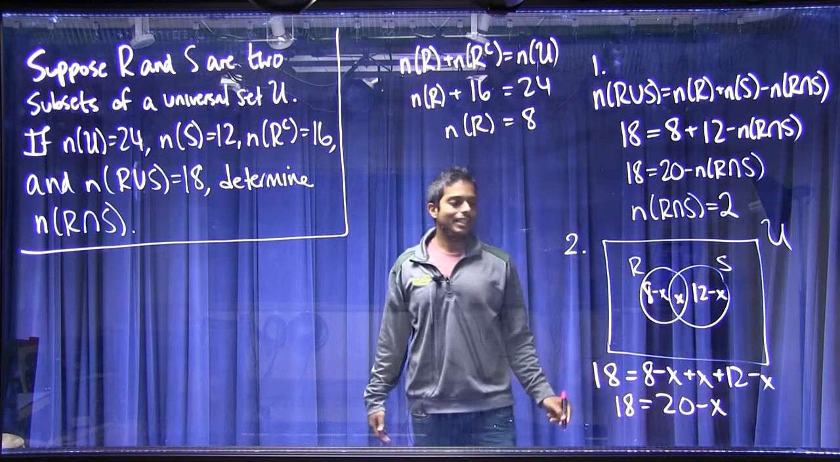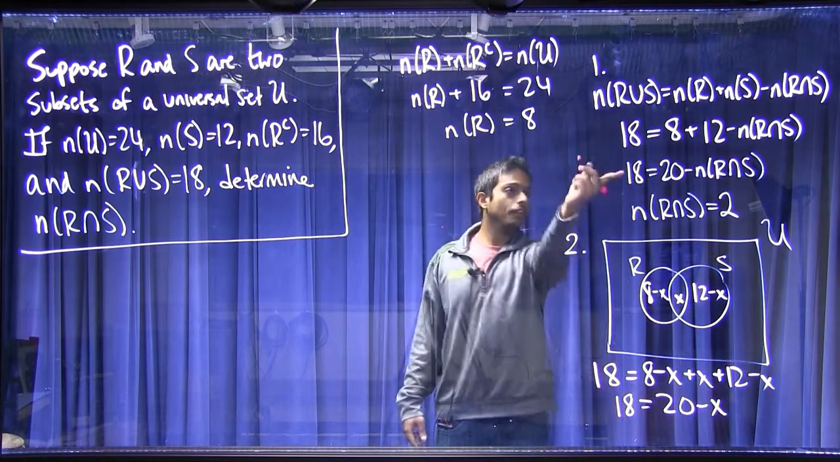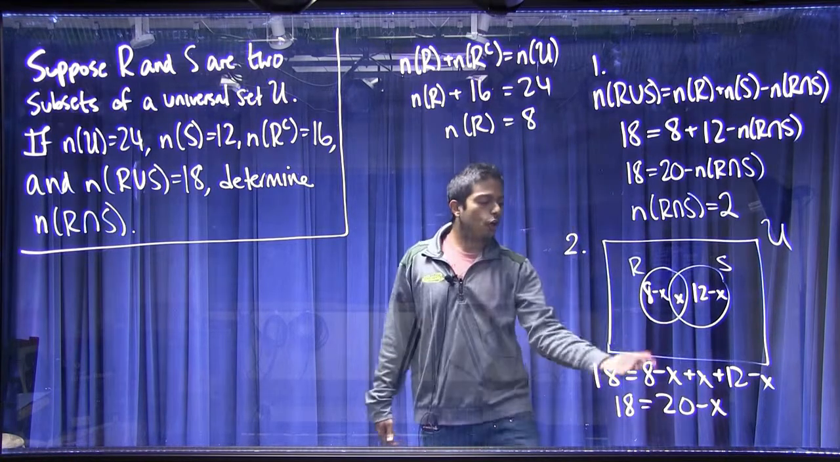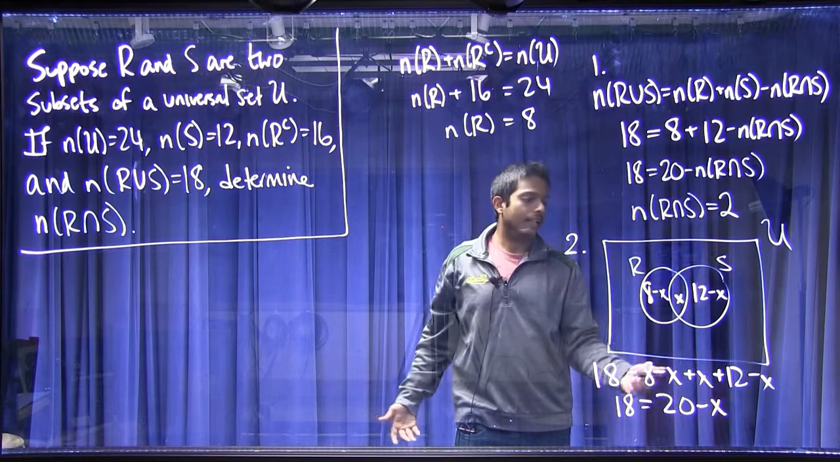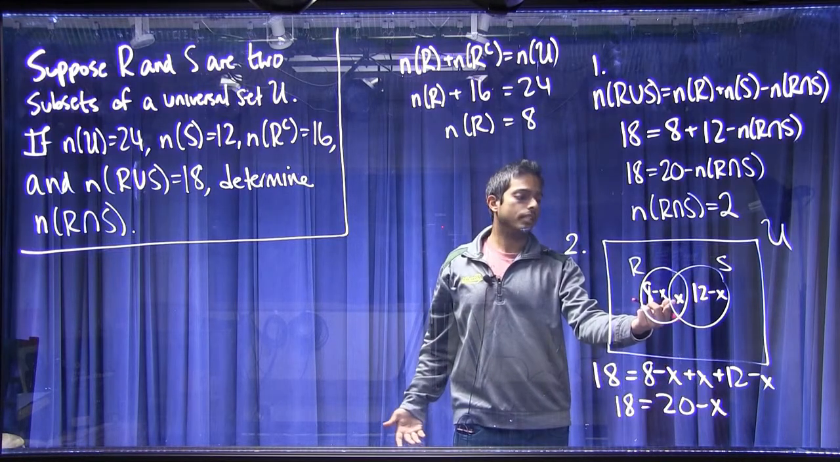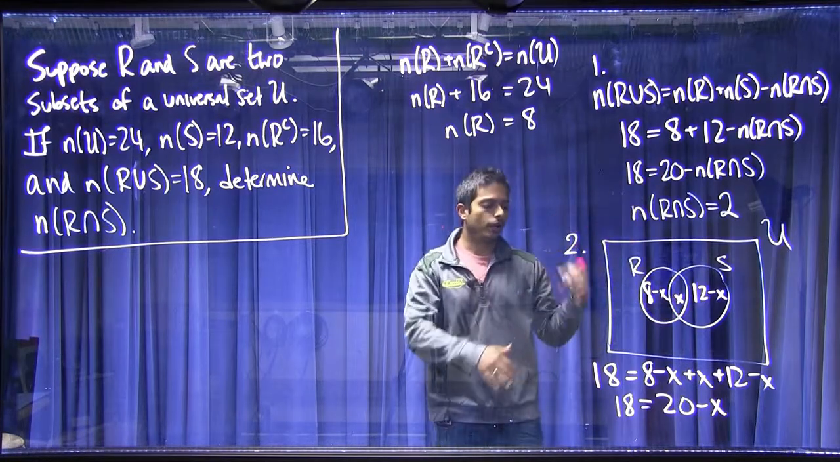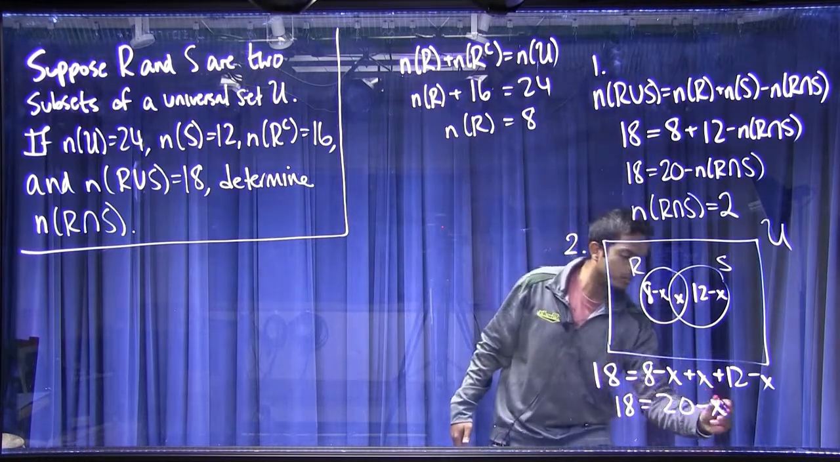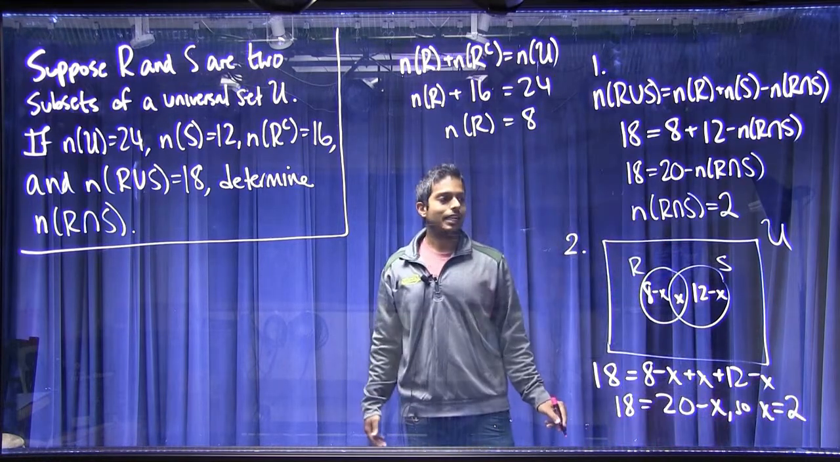So we get 18 is equal to 20 minus X, which looks surprisingly like this equation right here. If you solve this, just like we solved this one, we get that X is equal to 2. And X is exactly what we're looking for. It's the number of elements in the intersection of R and S. So either way that you do it, we get that the number of elements in the intersection R intersect S is equal to 2.